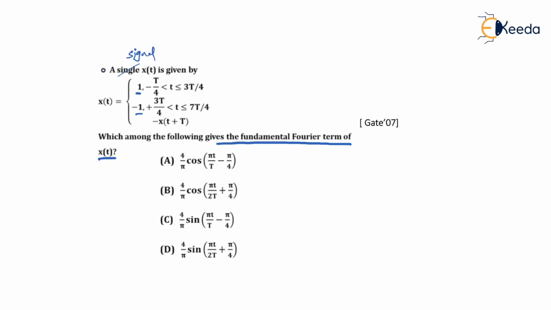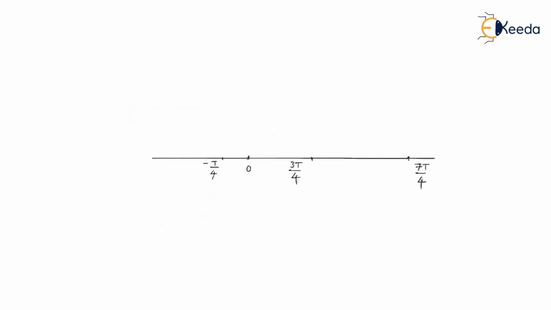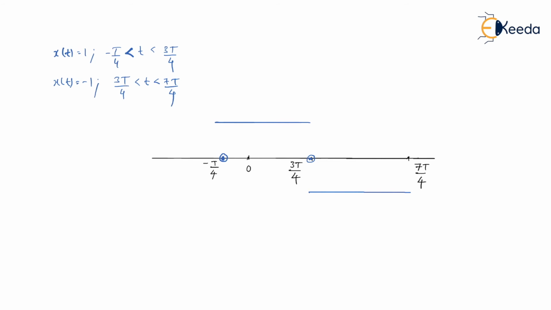So let me just copy this. X of t is equal to 1 from minus T by 4 to 3T by 4, and x of t is equal to minus 1 from 3T by 4 to 7T by 4. So I have already marked those intervals over here. Let us see the first interval from minus T by 4 to 3T by 4. We have amplitude as plus 1. So let me draw plus 1 here. And from 3T by 4 to 7T by 4, we have amplitude equal to minus 1. So we got a negative value from 3T by 4 to 7T by 4.